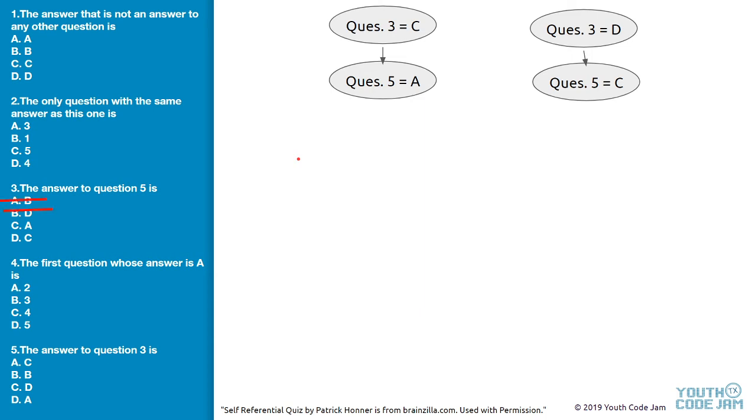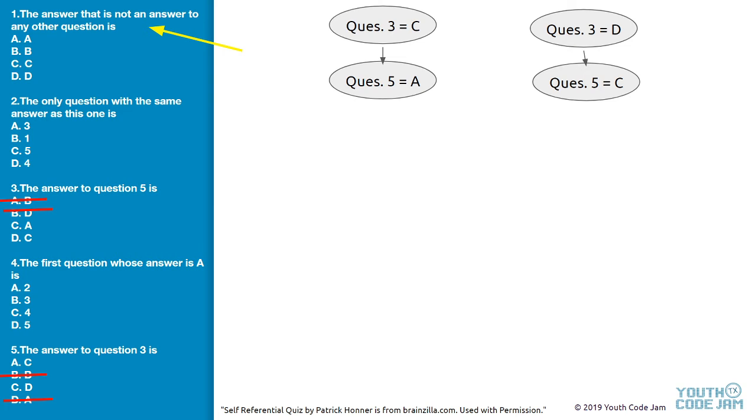All right, so we know based on this that the answer to question 3 must be C or D. So we can cross out A and B as options since the answer has to be either C or D. And for question 5, we can do the same. So the answer to question 5 must be A or C. So we can cross off B and D. We know that those are not possible for question 5.